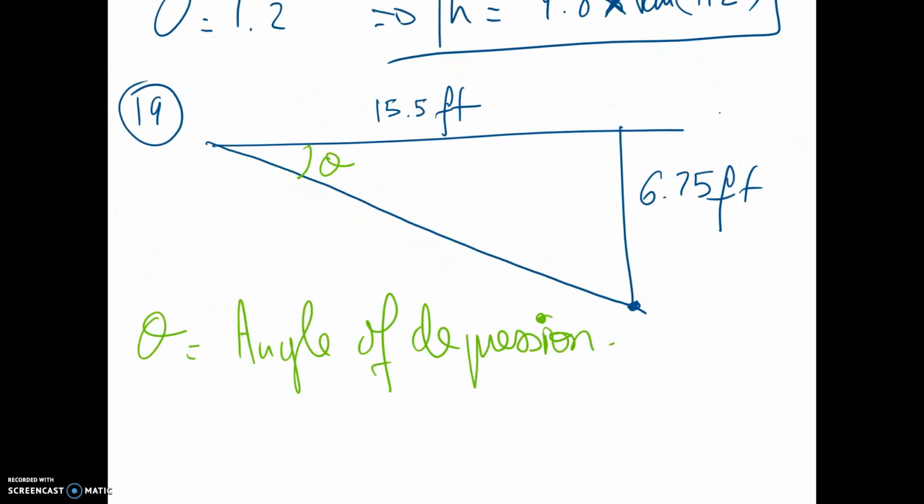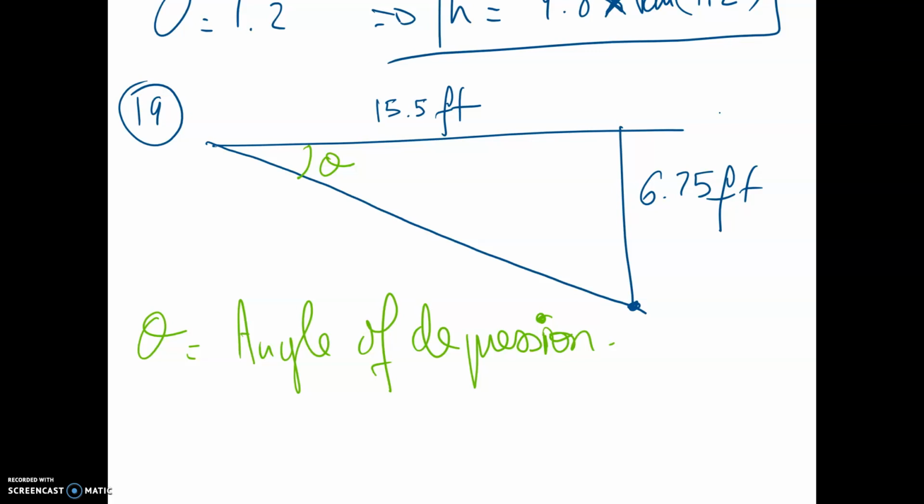Alright guys, so in this problem number 19, to get a good view of a person in front of a teller's window, it is determined that the surveillance camera at the bank should be directed at a point 15.5 feet to the right and 6.75 feet below the camera. See the example. So at what angle of depression should the camera be directed? Theta is the angle of depression.